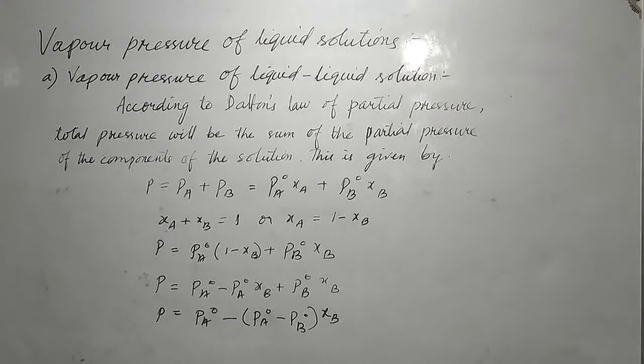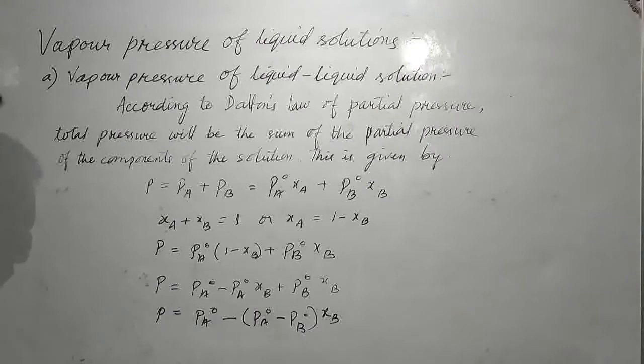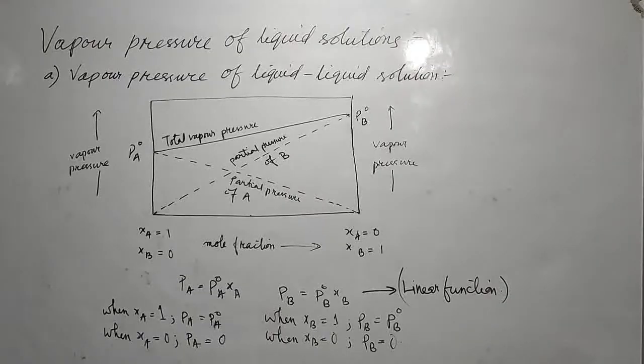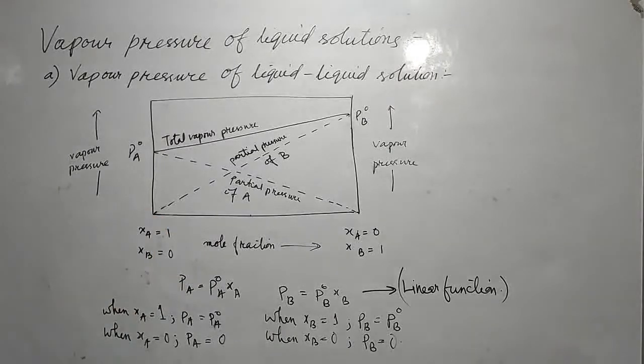Now, as you can see here, the total pressure can be expressed in this form, where we can take any one of the mole fractions, instead of taking both mole fractions. We can express it in the form of a single mole fraction. Let's now try to understand the graph of the vapor pressure of a liquid solution. As you can see, the equation is a linear function, which means it will give a straight line.